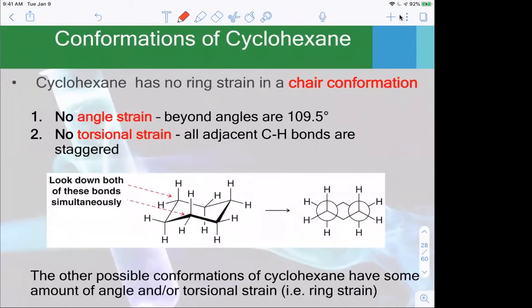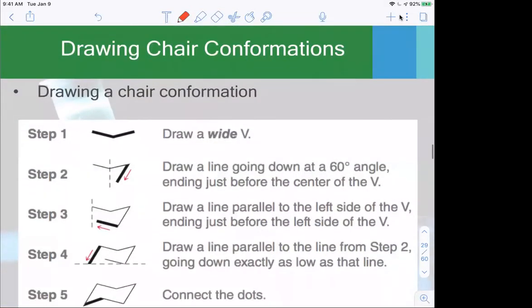Now, this chair has no ring strain. Right, my chair conformation has no ring strain. There's no angle strain, no ring strain. The angles are 109.5. There's no torsional strain. Everything is staggered. Every other possible conformation that was listed on that chart has got some amount of angle or torsional or ring strain. You need to be able to draw the chair.